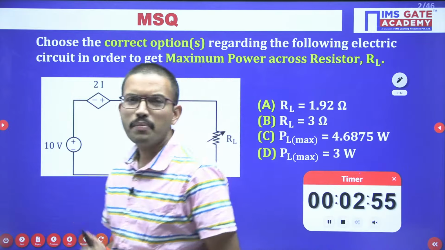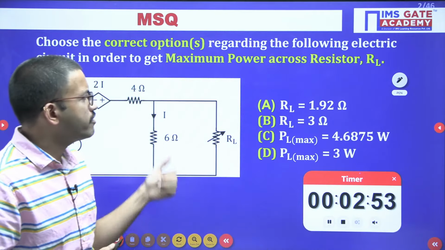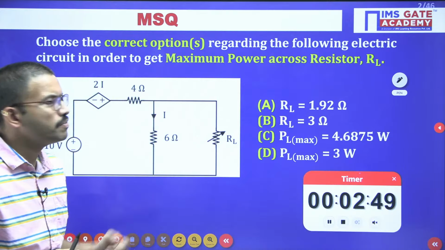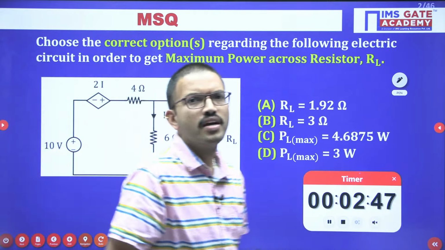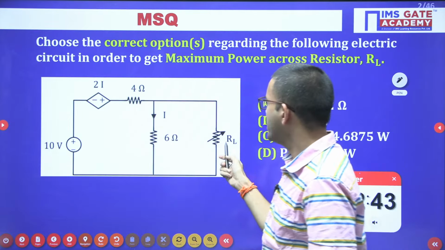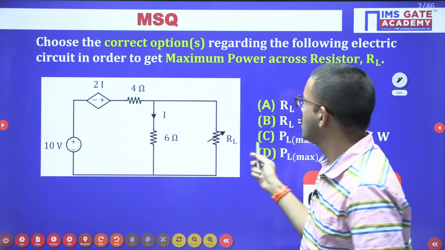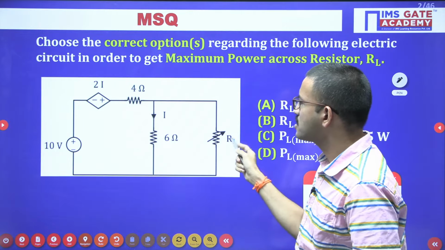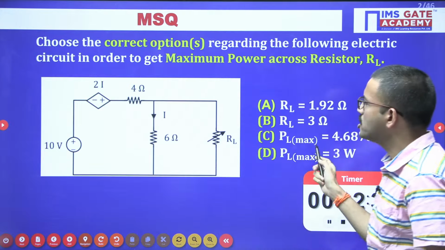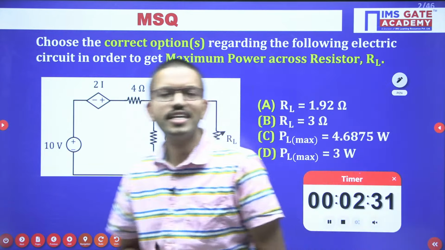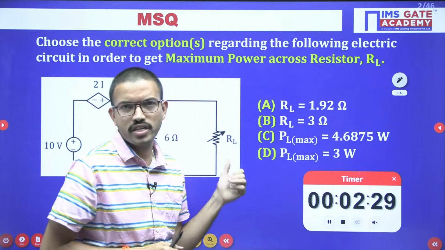This question is an MSQ, so either one option or more than one option can be correct. This question is based on the maximum power transfer theorem. In this question, you have one circuit diagram, and here you have the load resistor RL. Now the question is, in order to get maximum power across this resistor, you have to find the RL value and the maximum power that you are going to get across the load resistor.